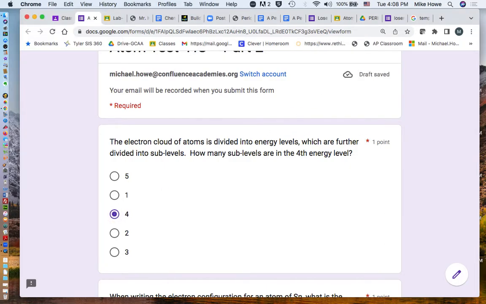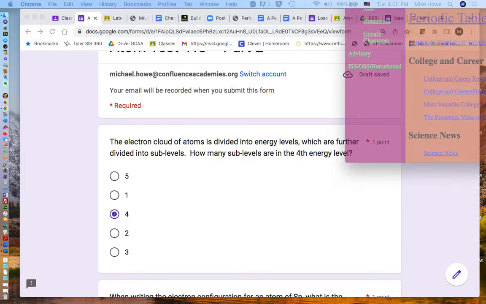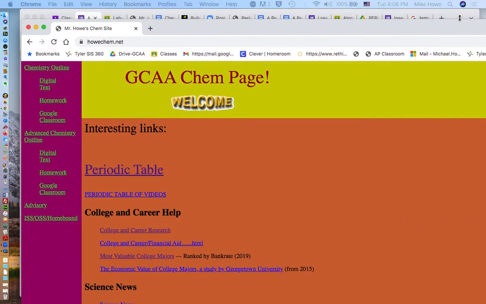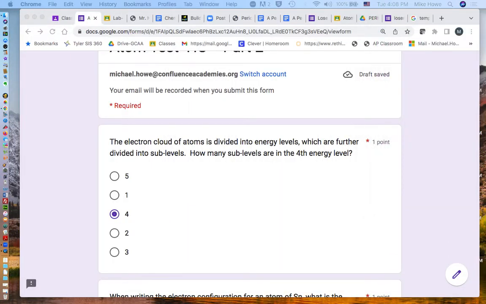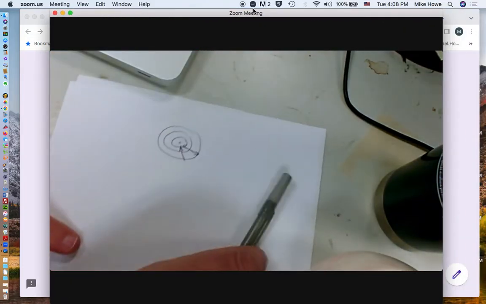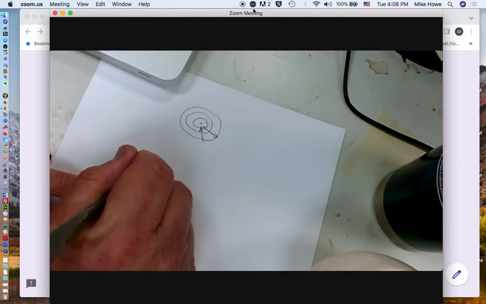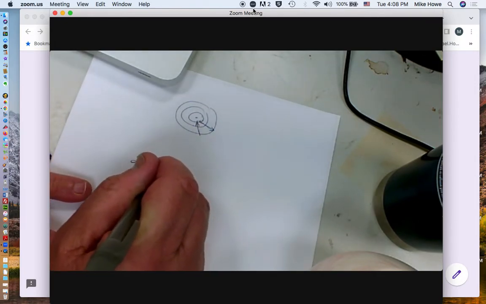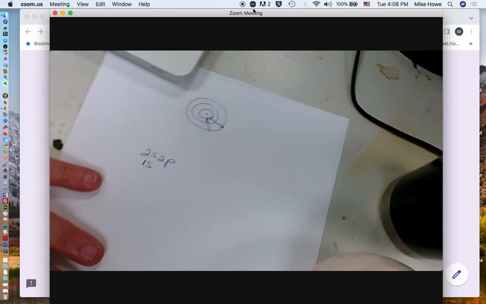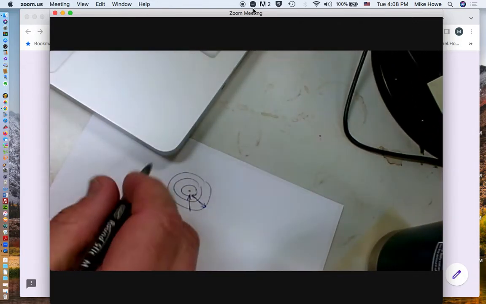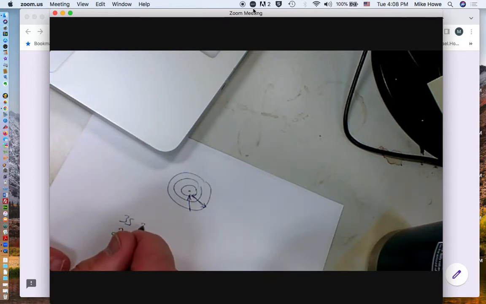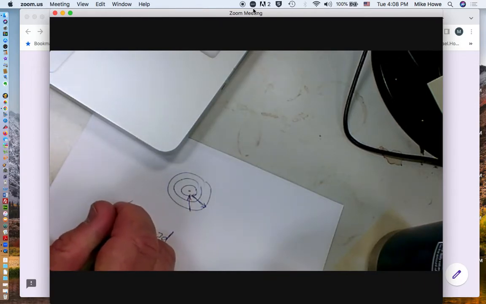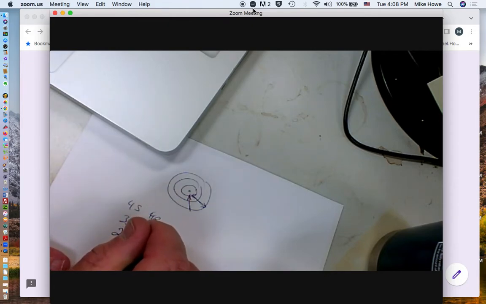Here's why. In the fourth energy level, let's look at it this way. The first energy level is an S sublevel. The second energy level is an S and a P. In the third energy level, there's an S and a P and a D. And then in the fourth there's an S and a P and a D and an F. Remember, we made the diagonal rule.